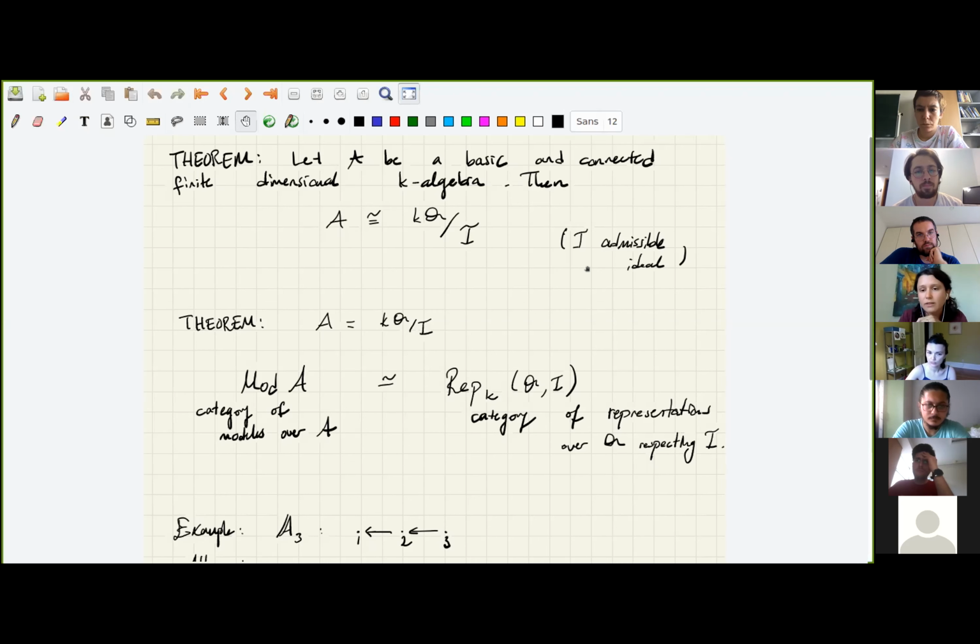So here I noted admissible ideal. This is nothing fancy. The only requirement we will have is we don't want to kill arrows. If we want to impose this relation, we shouldn't kill any arrows in the quiver. So this is giving us a nice tool to study algebras and the module category of algebras. Most of the time in this talk, when I say a module, probably I will mean a representation over this quiver.